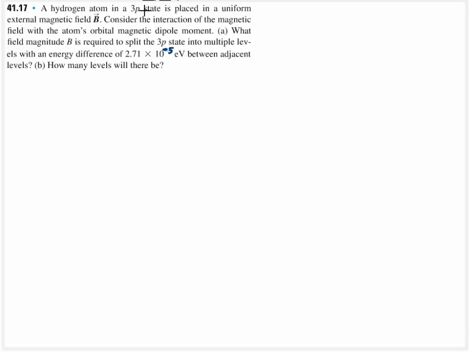Now for problem 17, we have a hydrogen atom in the 3p state. The 3 tells us that n is equal to 3, and the p tells us that L is equal to 1. What we're going to do is take a look at some splitting of the energy levels. One thing to keep in mind is if L is equal to 1, that tells us the possible values for m sub L are plus and minus 1 as well as 0. And we're looking at only the interaction of the magnetic dipole moment for this particular instance, so we can just leave spin out of the equation.